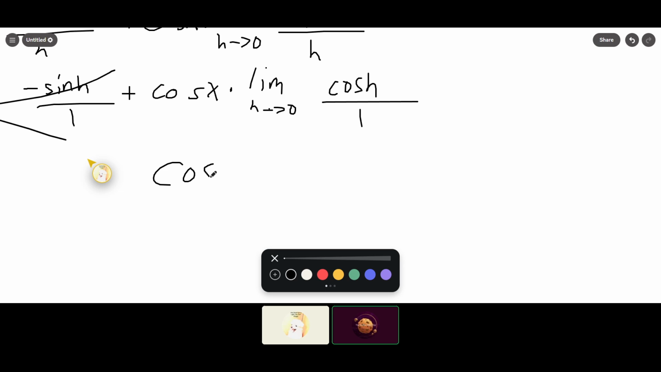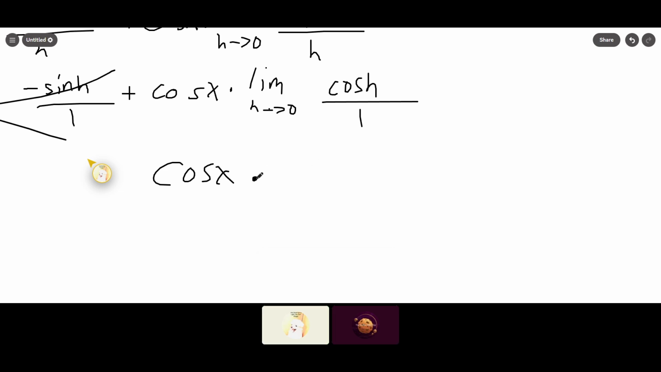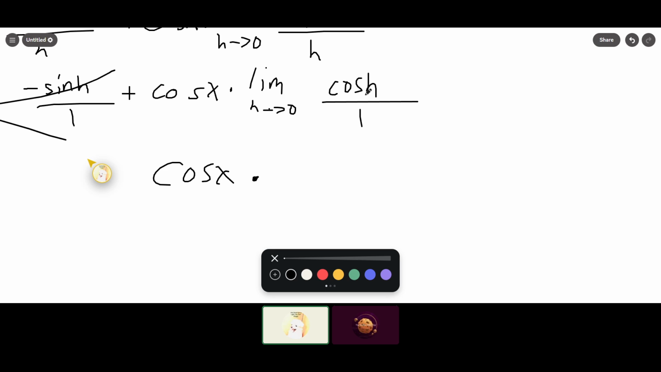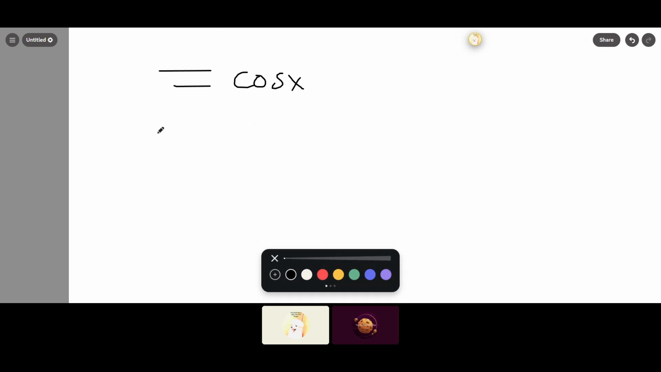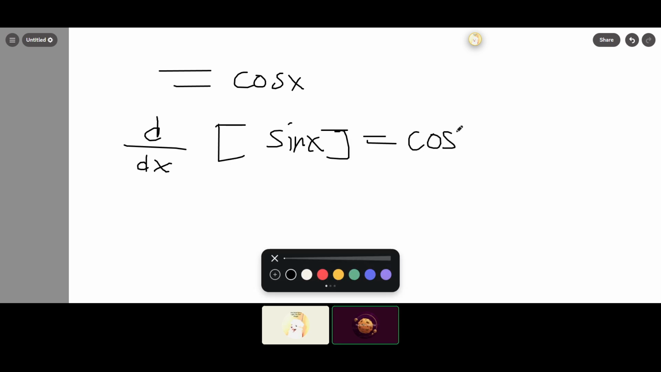What's this cosine 0? What is cosine 0, Gaucho? Just tell me quick. Cosine 0 is 1. So our final answer is cosine x. So that tells us that the derivative of sine x is equal to cosine x.